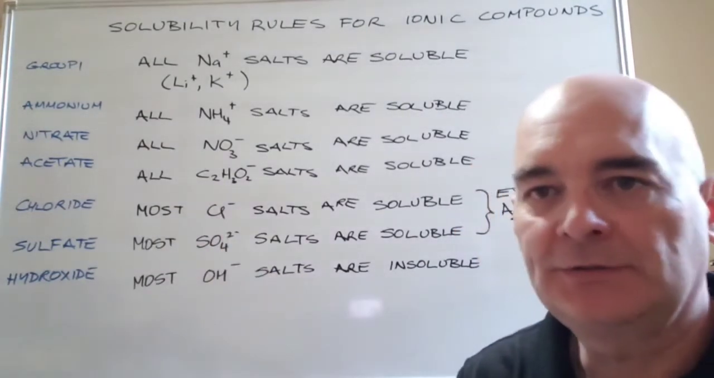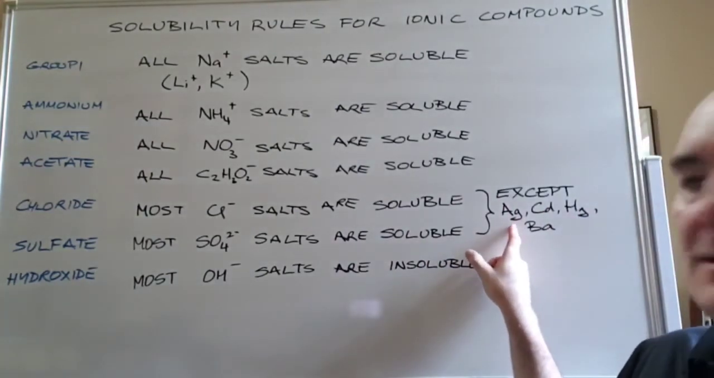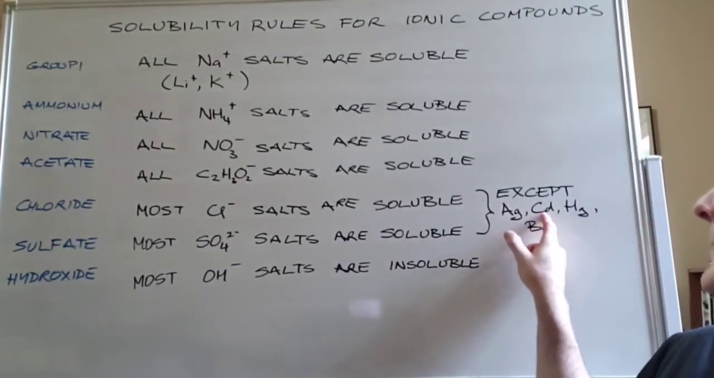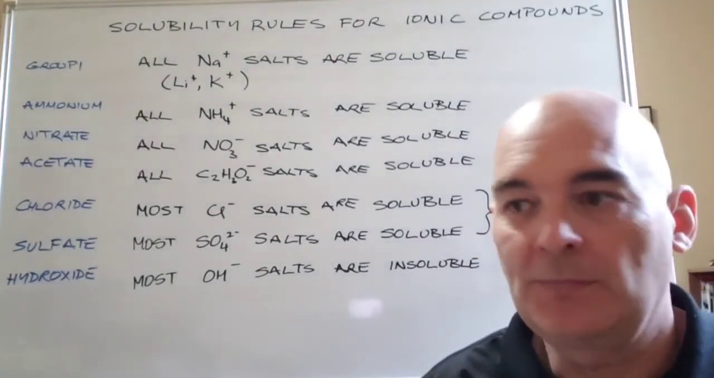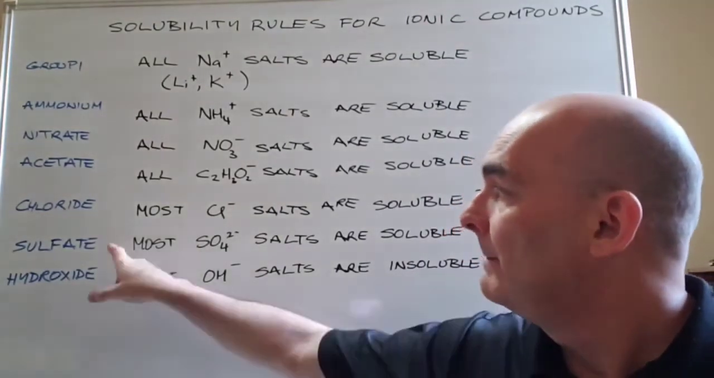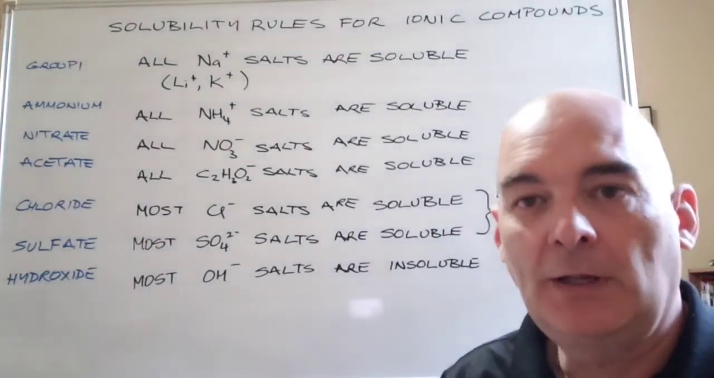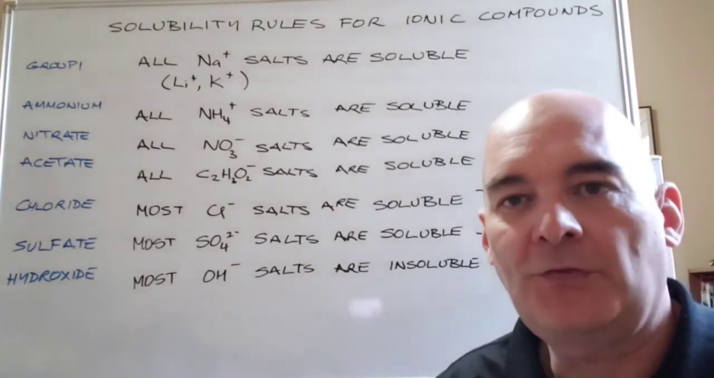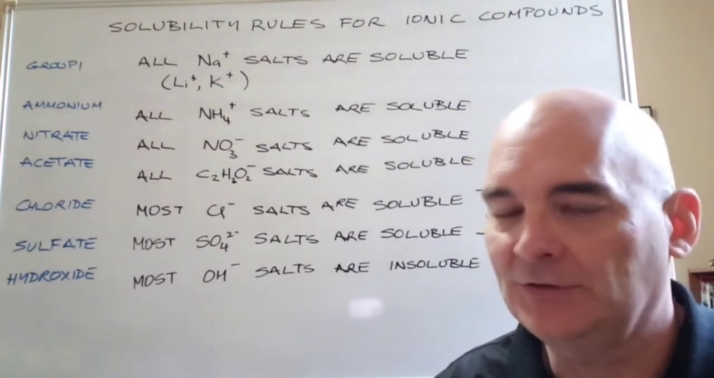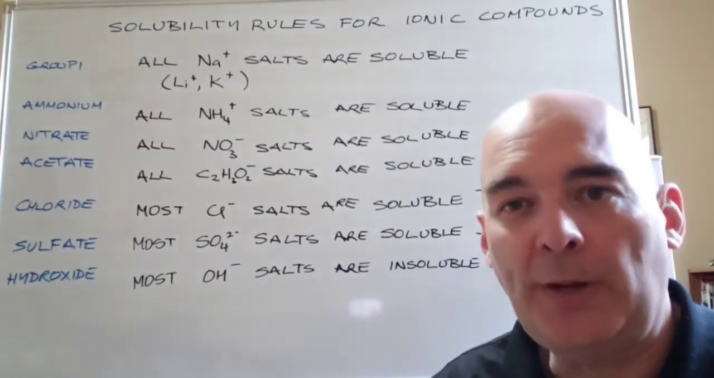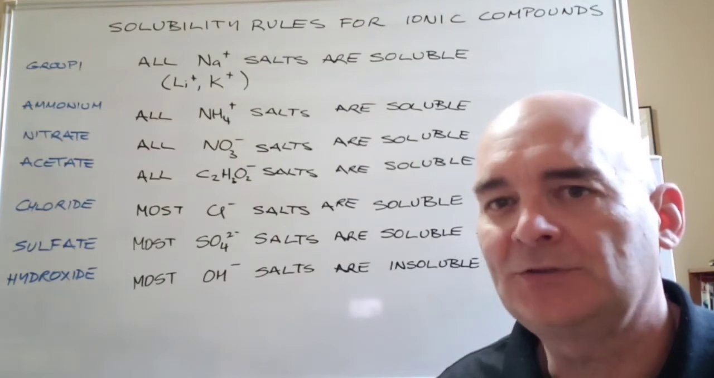Most chlorides, but not all chlorides, the chlorides of heavy metals like silver, cadmium, mercury, they are not soluble in water. Most sulfates are soluble in water, again with the exception of the heavy metals, the lead, the mercury. Those sulfates are not soluble in water. Also, barium, which is in group 2, makes a very insoluble salt.